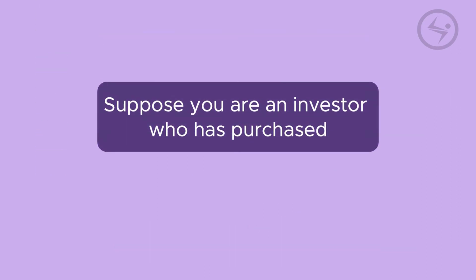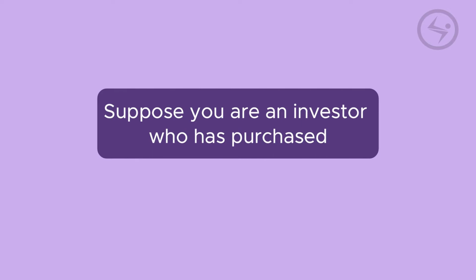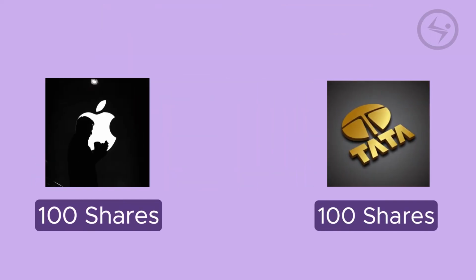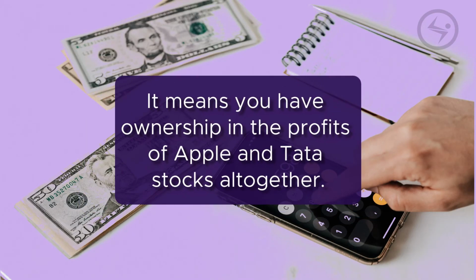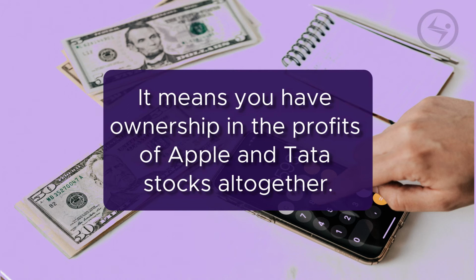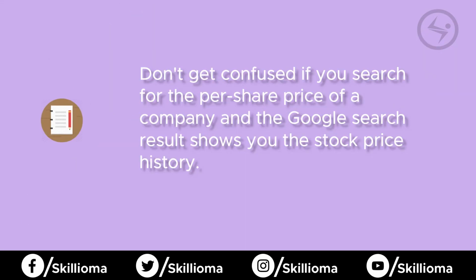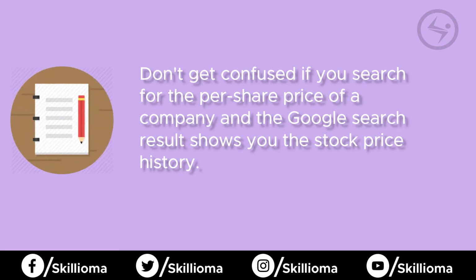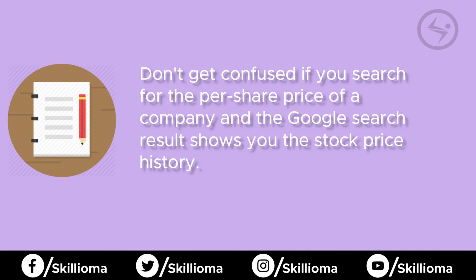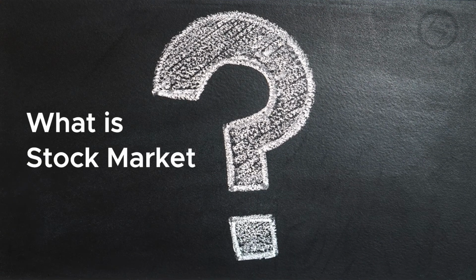Let's look at an example. Suppose you are an investor who has purchased 100 different shares of Apple and 100 different shares of Tata. It means you have ownership in the profits of Apple and Tata stocks altogether. A small note here, some countries use stocks and shares in place of each other, so don't get confused if you search for the per share price of a company and the Google search result shows you the stock price history.